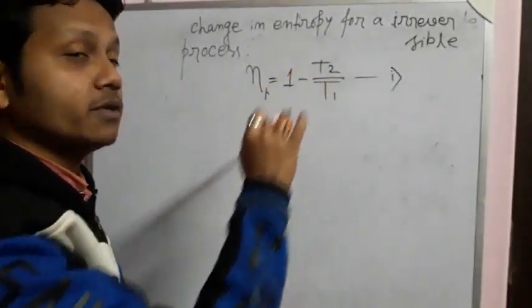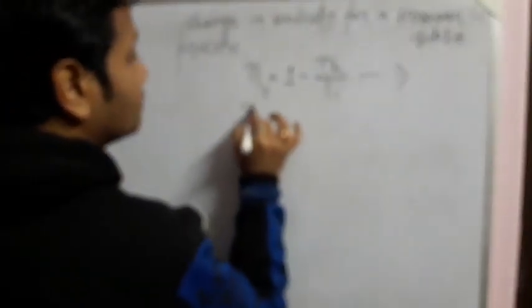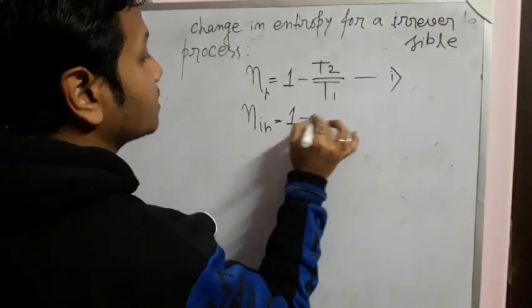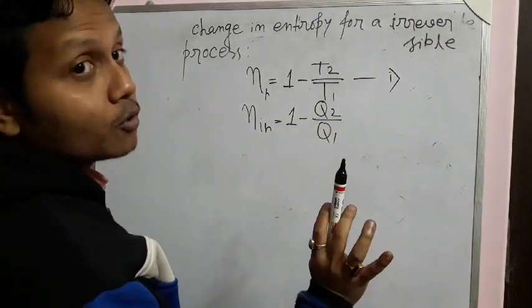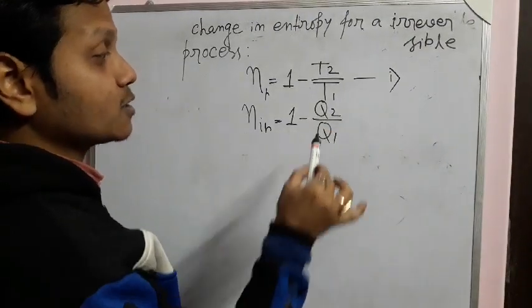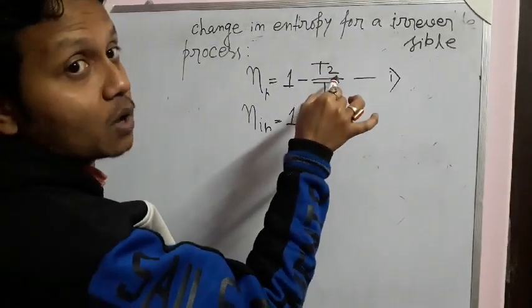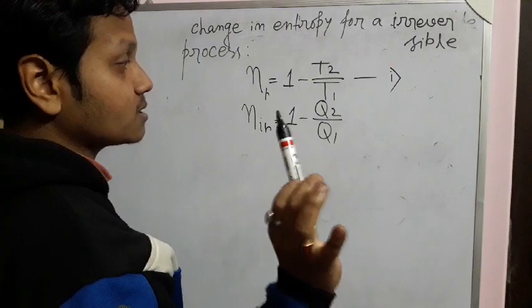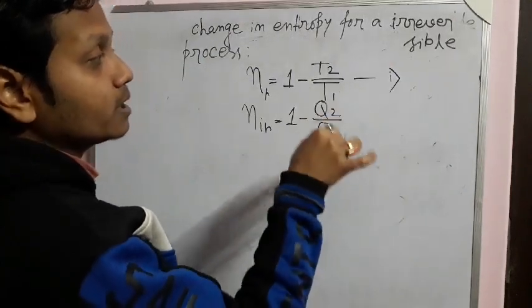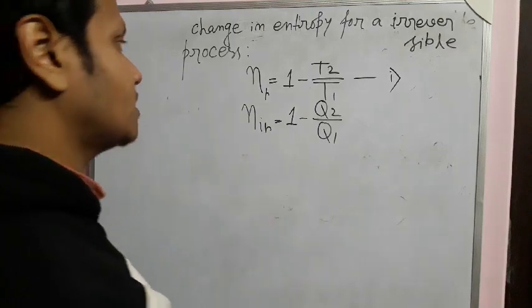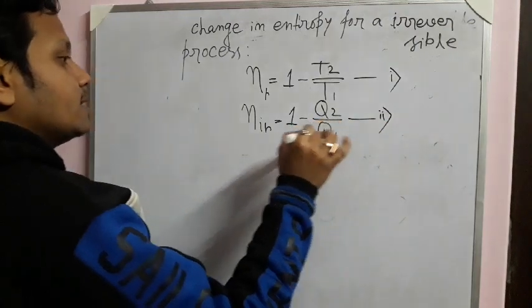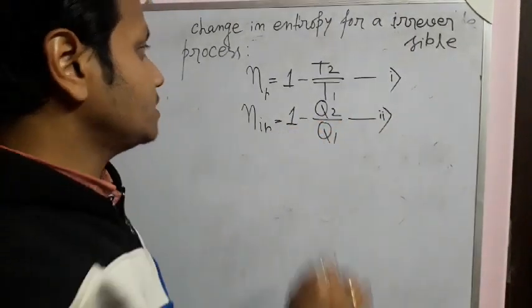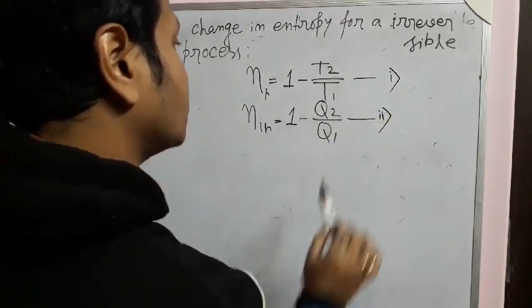Now what will be the efficiency of an irreversible engine working between the same two temperature limits? That you can write as 1 minus Q2 by Q1. Okay, 1 minus Q2 by Q1 is a general formula, but for a reversible engine you can express Q2 by Q1 in terms of T2 by T1. But for an irreversible process or irreversible engine, you can't express Q2 by Q1 in terms of T2 by T1. So remember this. This is the general expression for the efficiency of an irreversible engine working between the same two temperature limits.